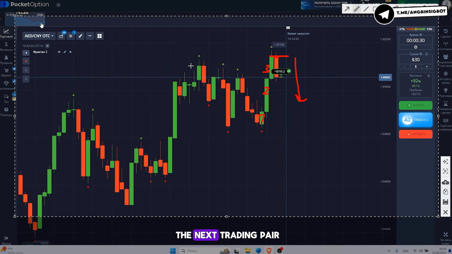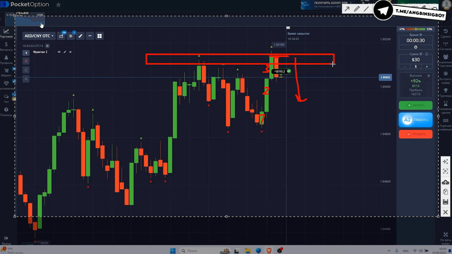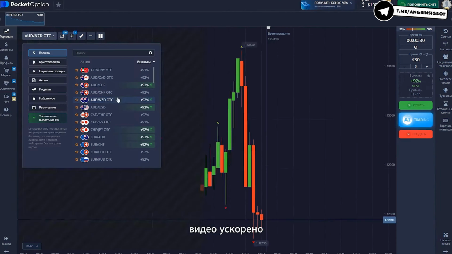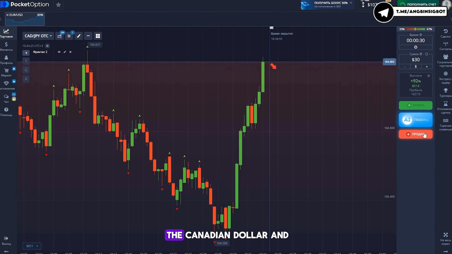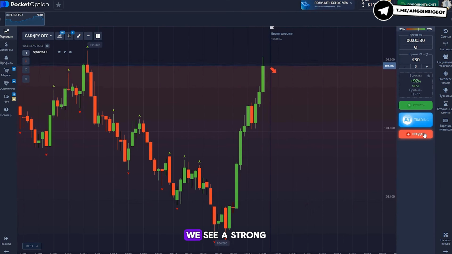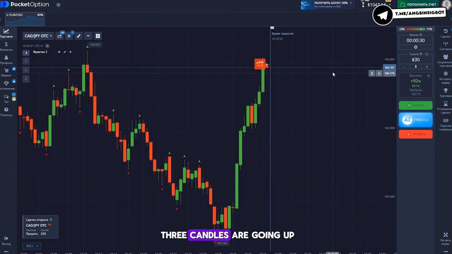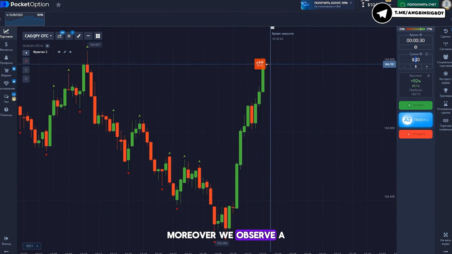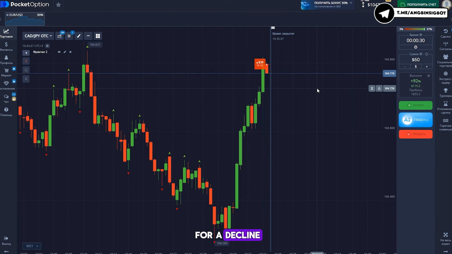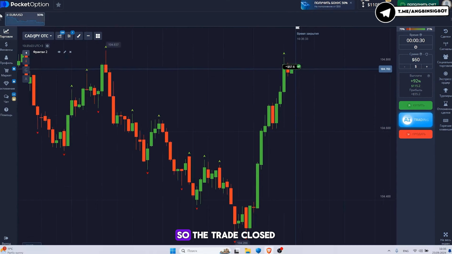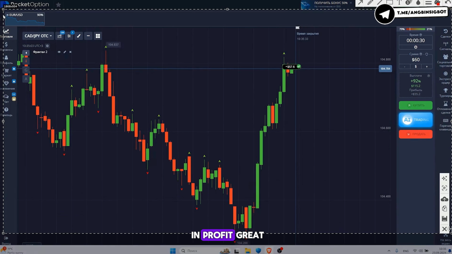I am looking for the next trading pair to show another example of trading according to the strategy. It didn't take long to find. The trading pair is the Canadian dollar and the yen. We see a strong movement and a prolonged price increase from the chart drop. 3 candles are going up. Moreover, we observe a strong resistance level from the previous high. I opened a trade for a decline. Let's see the result. So, the trade closed in profit.